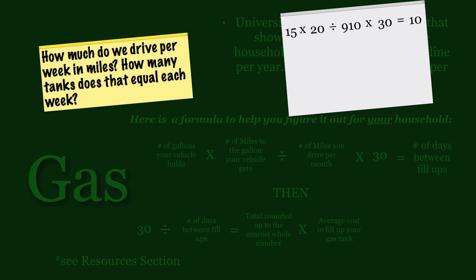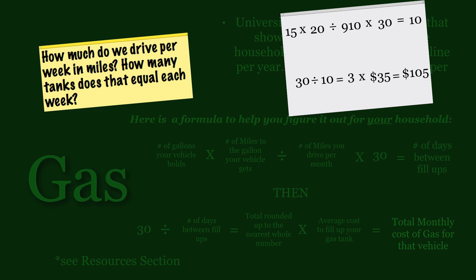And then we're going to times that by the average cost it costs you to fill up your gas tank. So if it costs you $50 to fill up your gas tank, that's the number you put here. And that's going to get you the total monthly cost of gas for that vehicle. So let's do the math. 30 divided by 10 equals, remember we're rounding up, 3 times the average cost to fill up your tank, which in this case, $35. And that's going to get you $105 cost for gas per month for this vehicle.